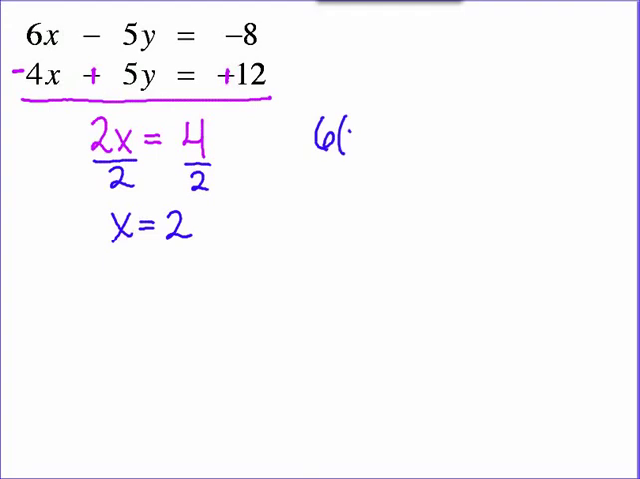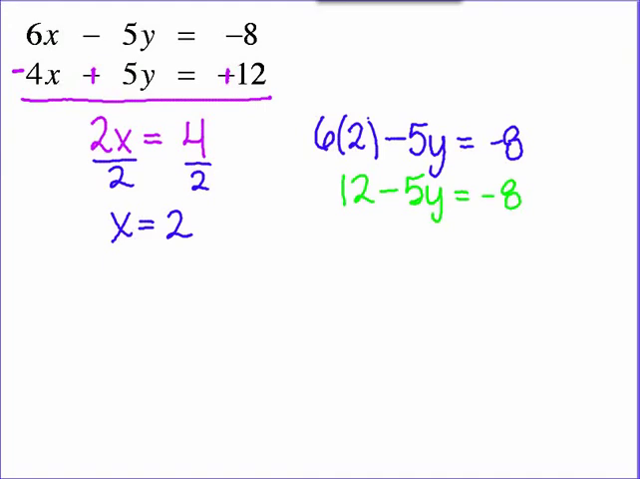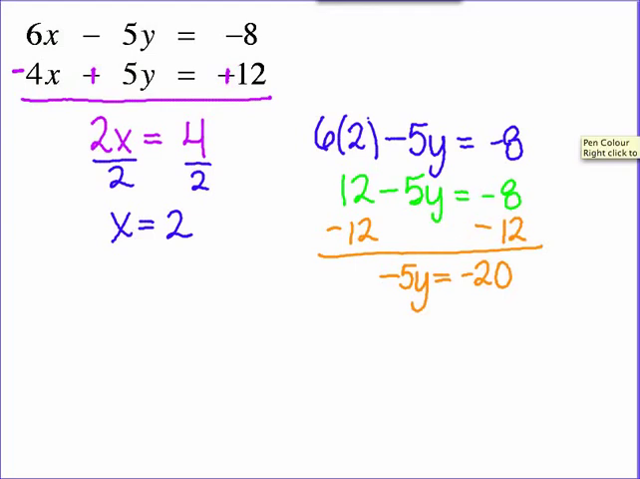Anyway, I'm going to get 6 times 2 minus 5y equals negative 8. So 12 minus 5y. Let's go ahead and subtract 12. I end up getting negative 5y equals negative 20. What do you do now? Divide by negative 5. What does y equal? 4. So your solution is?